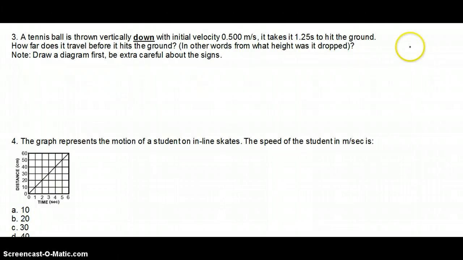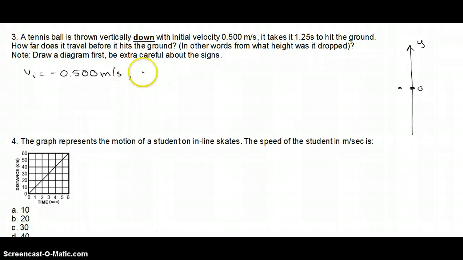This is a free fall problem. So, since it's a free fall problem, I will draw my number line vertically and take the positive position upwards, and I will start reading and writing what I know. It's thrown vertically down, so this is something we really need to pay attention to. The initial velocity is negative 0.5 meters per second because it's pointing downwards. It takes 1.25 seconds to hit the ground. So the time is 1.25 seconds to hit the ground. Let's put the ground here. This is what happens. Okay?